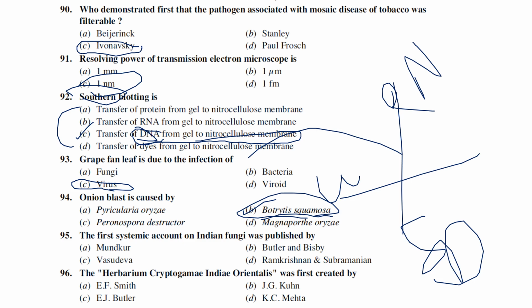Okay. So the next one is the first systematic account of Indian fungi was published by Bunkur, Butler and Bisbee, Vasudeva, Ramakrishnan, Subramaniam. So the first account of Indian fungi was published by Butler and Bisbee in 1931 probably. Herbarium Cryptogamae Indiae Orientalis was again created by E.J. Butler only. Okay.